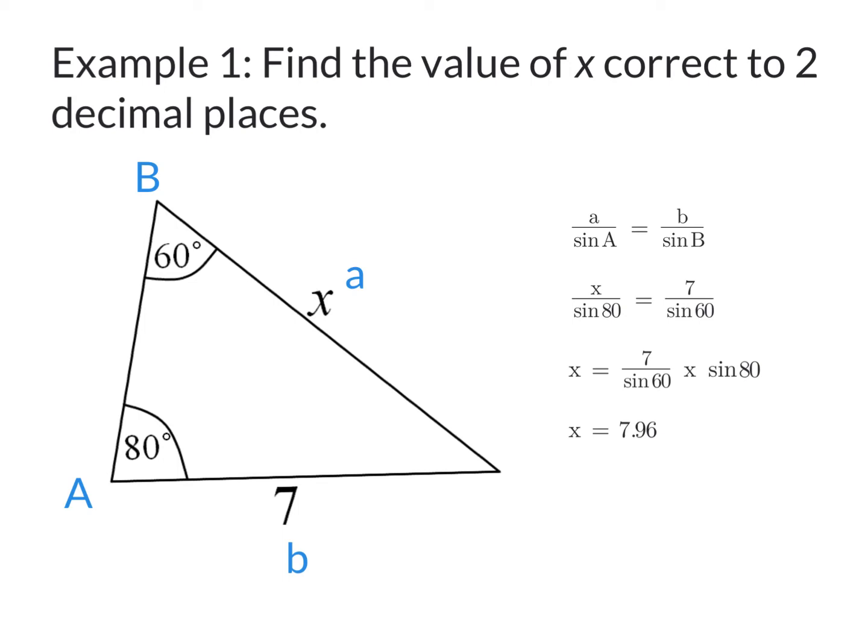So little a over sine of big A equals little b over sine of big B. On the little a side is x, and the angle opposite, where big A is 80, equals 7, which is on the little b, over sine of 60. Multiply by sine 80, and we get x equals 7.96.